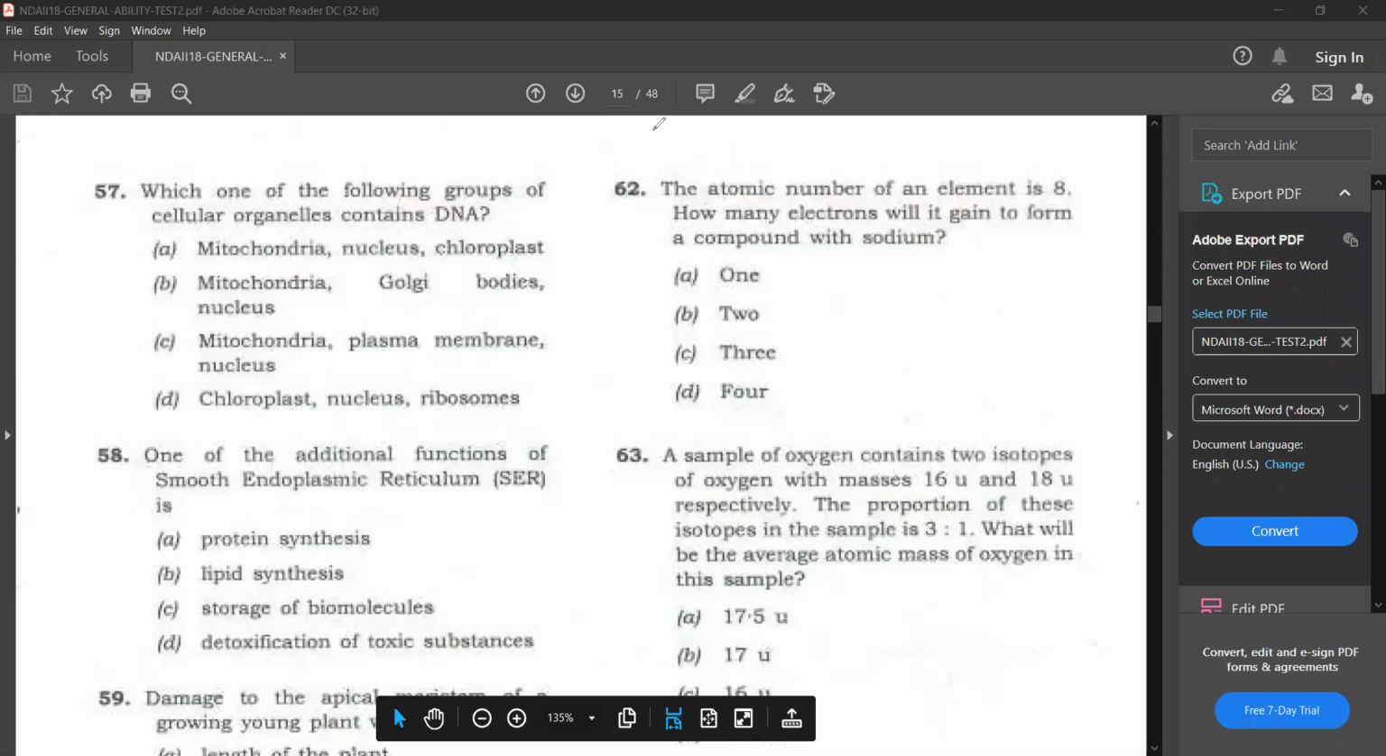So these are questions from NDA 2018. So let's discuss chemistry questions from this question paper. See the first question.